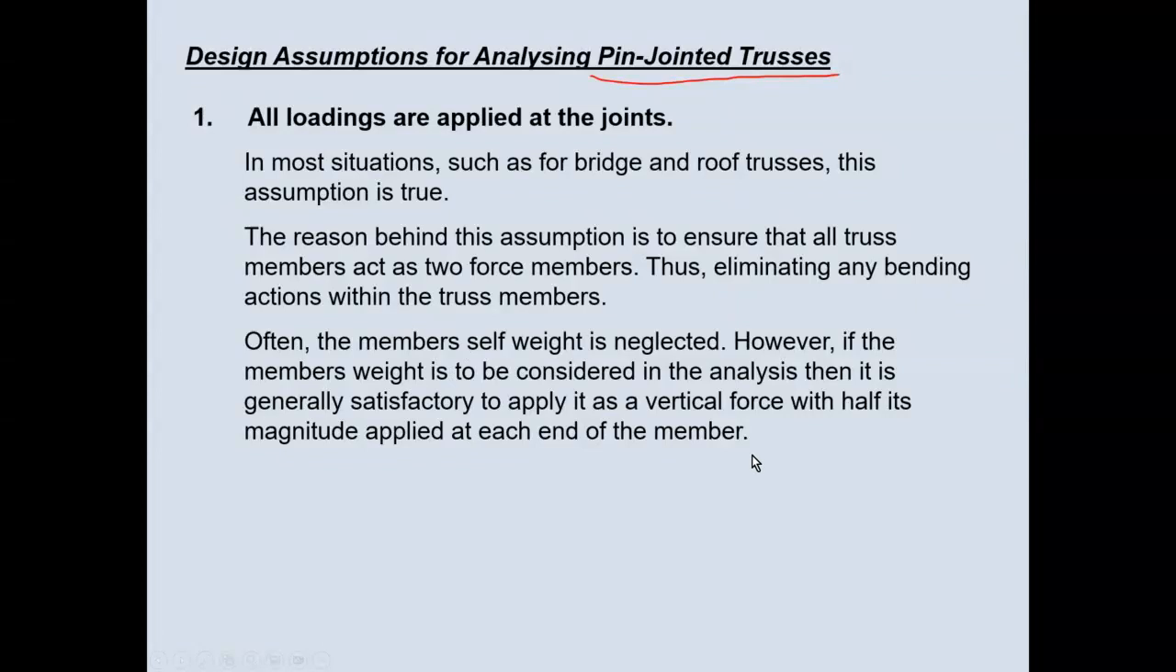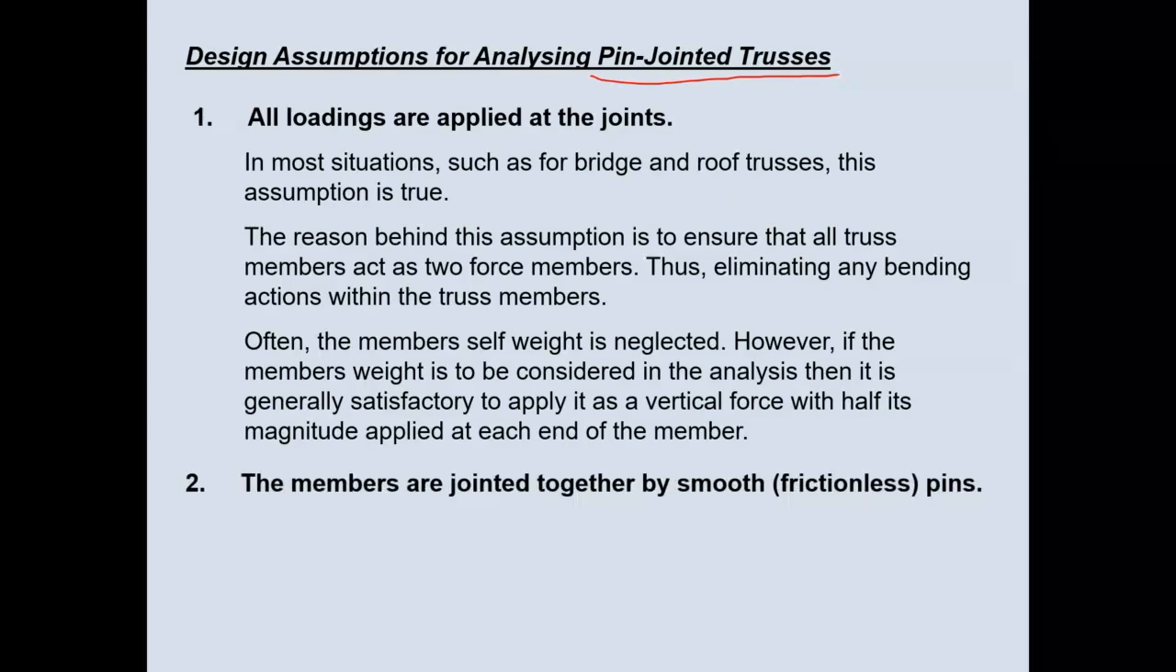The weight of a structure is neglected, and if we have to consider it in an analytical sense, we put it as vertical forces, which are half of the magnitude of force applied at each end of the member. And the members are joined together by frictionless pins. So these are like bearings, which don't offer any resistance toward rotation. That makes sense because each member is supposed to rotate in a simple mode or be elongated or shortened.